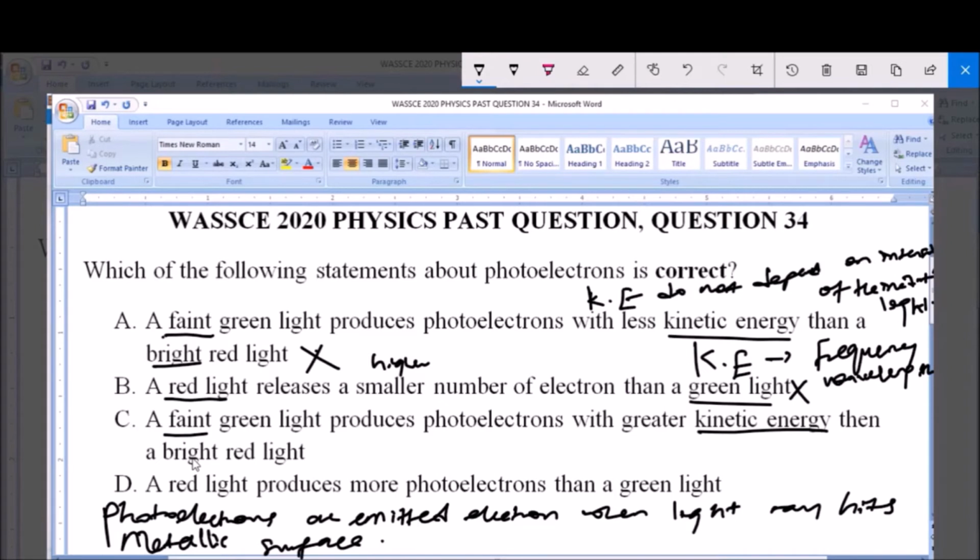Now this is, a red light produces more photoelectrons than a green light. Yes, a red light, which has higher wavelength, higher frequency, and higher speed or velocity or intensity than the green light, will produce more photoelectrons than the green light. So therefore option D is valid and is the correct answer to this question.